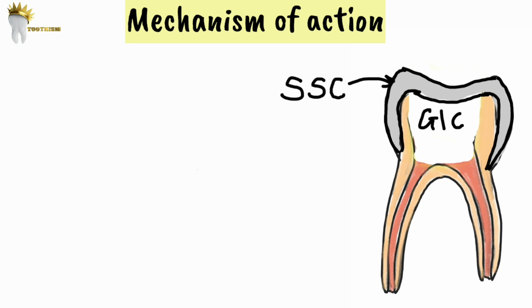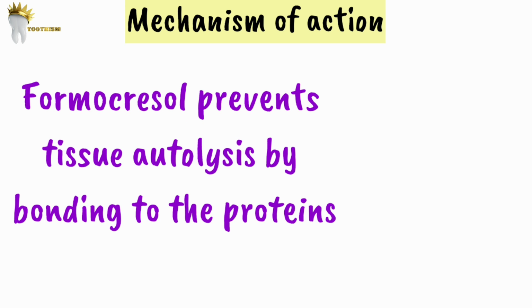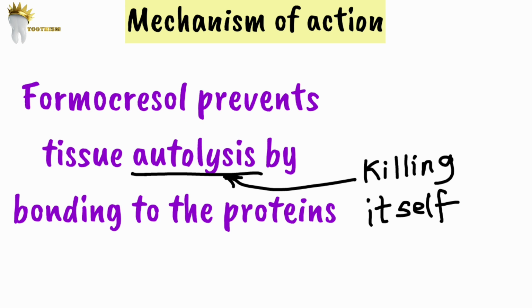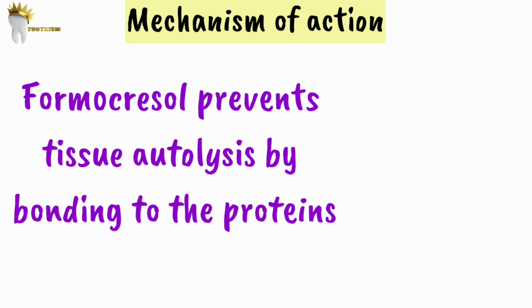Now, what is the mechanism of action of formocresol? How does it do the work? So, it simply prevents the tissue autolysis. This is done by bonding to the proteins. Now, let's move on to some of the disadvantages of formocresol quickly.